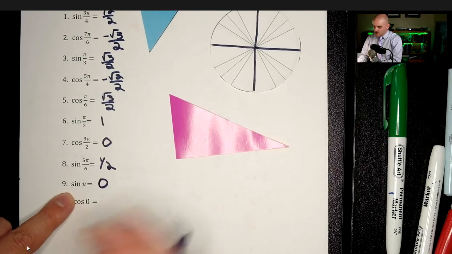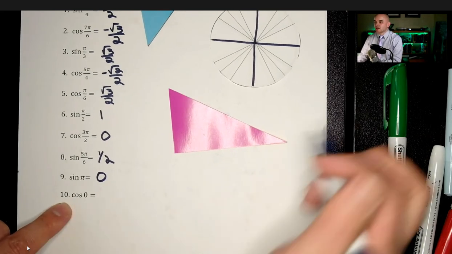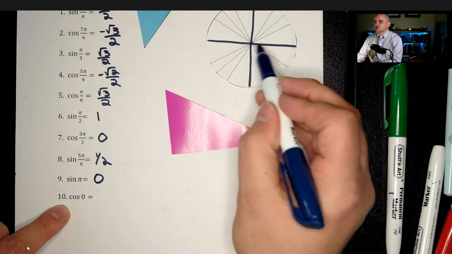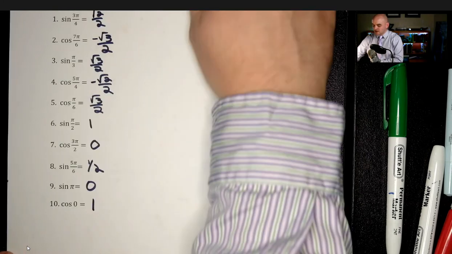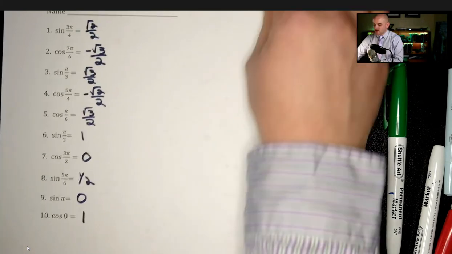At pi, we're going to take the sine of that. The sine is the y value, so we're at 0. And the cosine is 0. Right here is 0 radians. The cosine is your x value, so you get 1 right there. So that takes us through some of those values for sine and cosine.